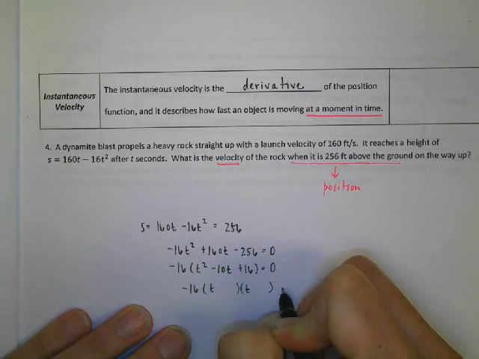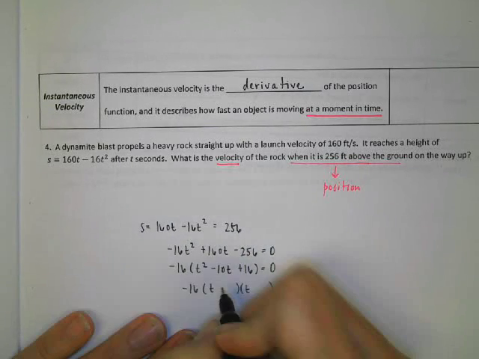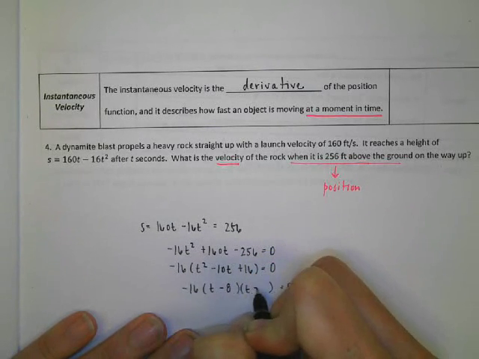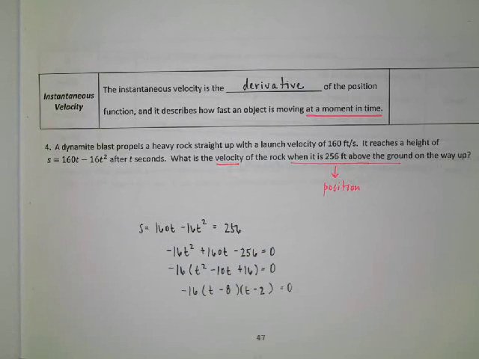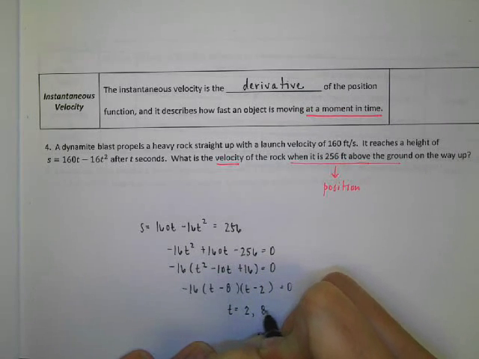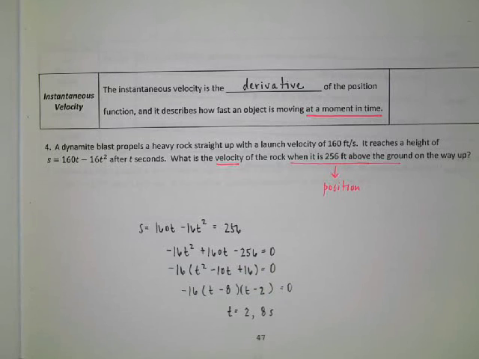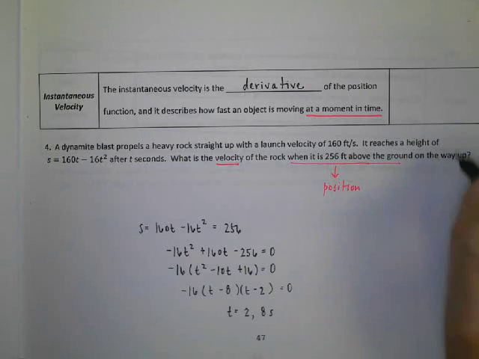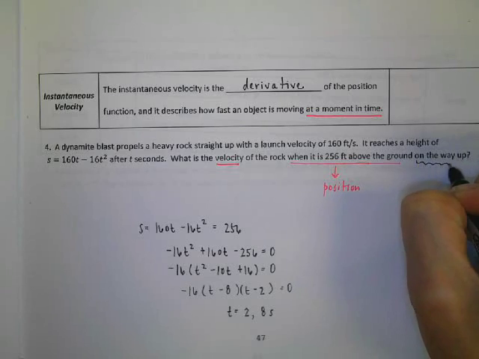So I know I have t and t. Looks like if I use minus 8 and minus 2, that'll get us where we need to be. So I know that at time t equals 2 and 8 seconds, the position of that rock is 256 feet. However, it's asking us to find the velocity when it was on the way up.